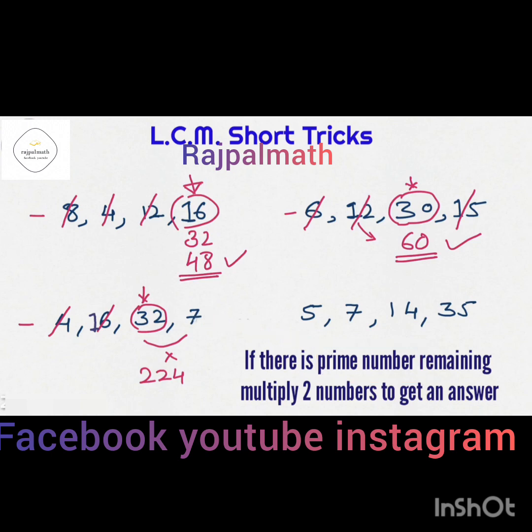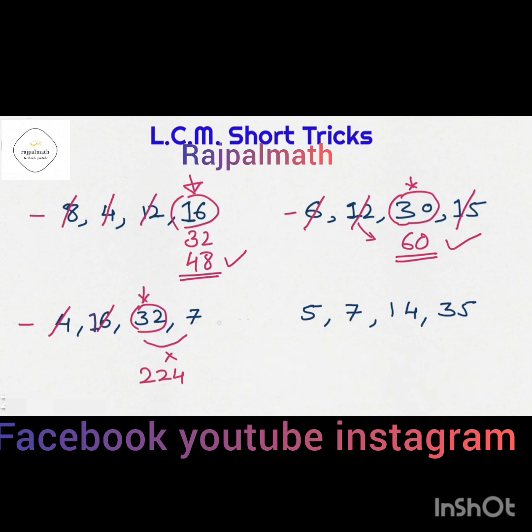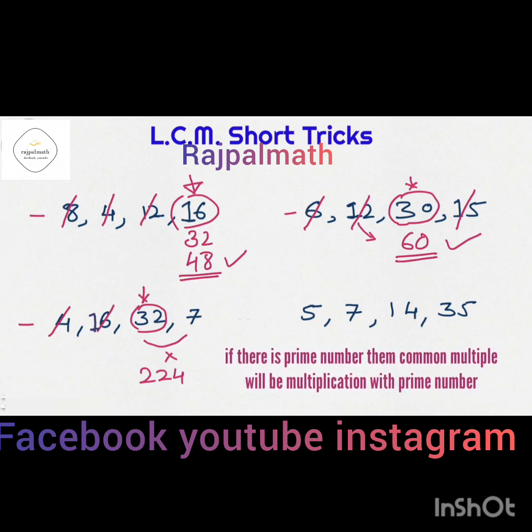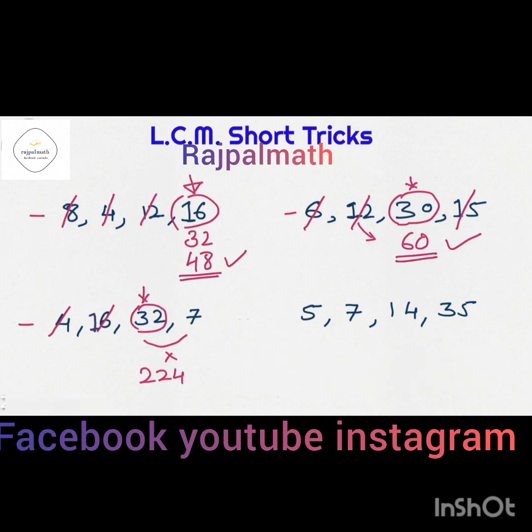Prime numbers are the numbers which are divisible by 1 or the number itself. So there is no need to write down the multiplication table of 32 and find out the common multiples between 32 and 7. If there is a prime number, then simply multiply the two numbers to get the LCM. That's a concept you need to remember.